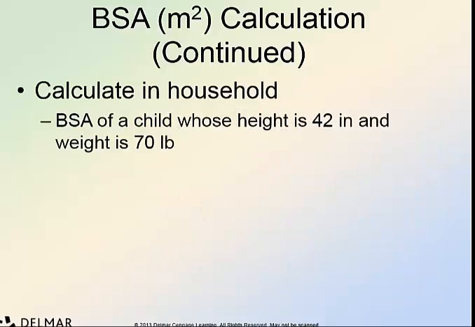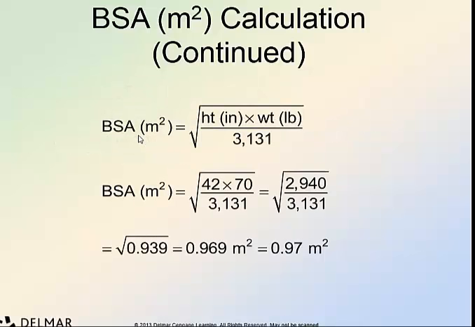Now on this problem, slightly different, we are given our measurements in the household system. You notice we have inches and we have pounds. So we have to use the other formula, which is body surface area is the square root of height in inches times weight in pounds divided by 3,131.